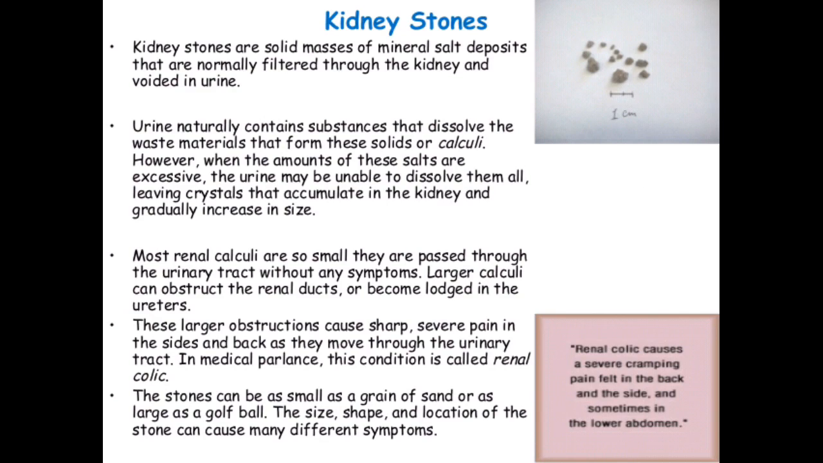Most renal calculi are so small they pass through the urinary tract without any symptoms. Larger calculi can obstruct the renal ducts or become lodged in the ureters. These larger obstructions cause sharp, severe pain in the sides of the back as they move through the urinary tract. In medical parlance, this condition is called renal colic. The stones can be as small as a grain of sand or as large as a golf ball. The size, shape and location of the stones can cause many different symptoms.